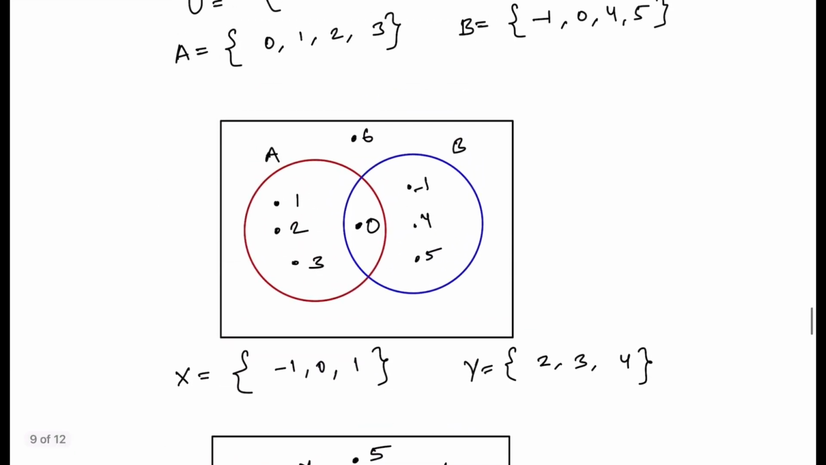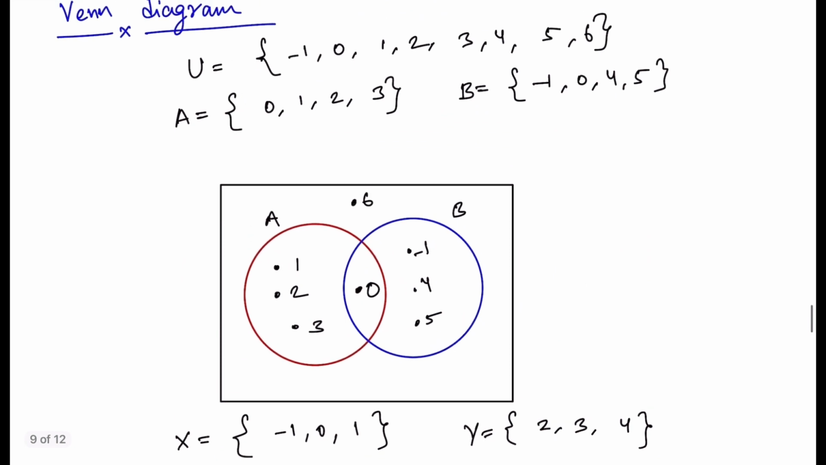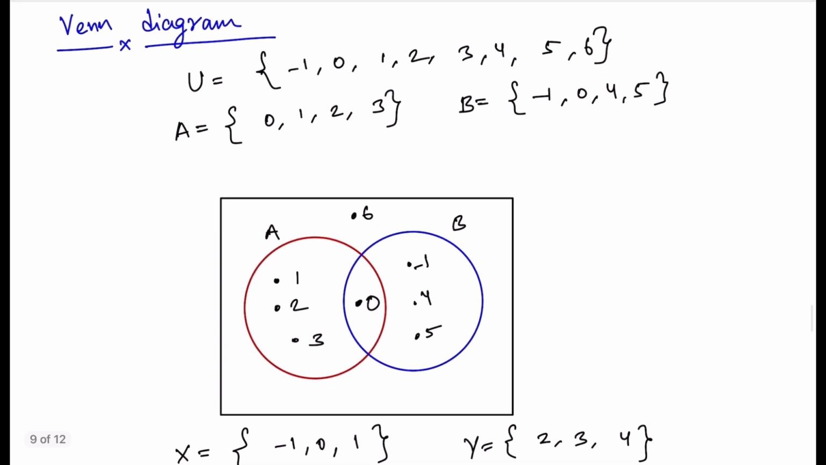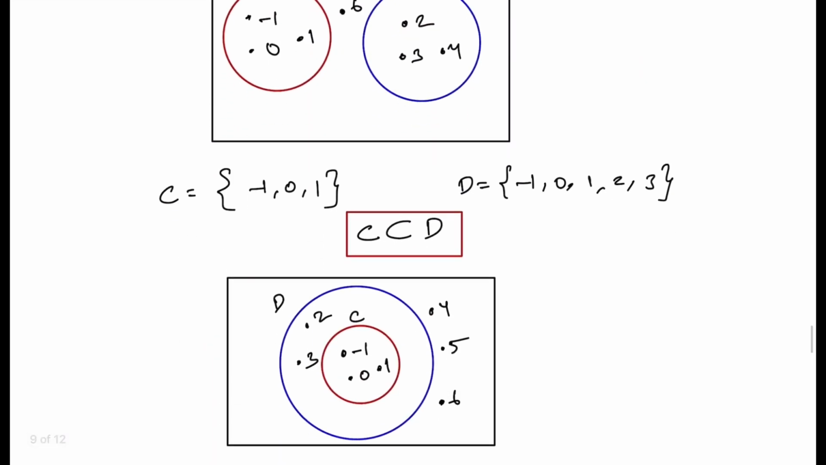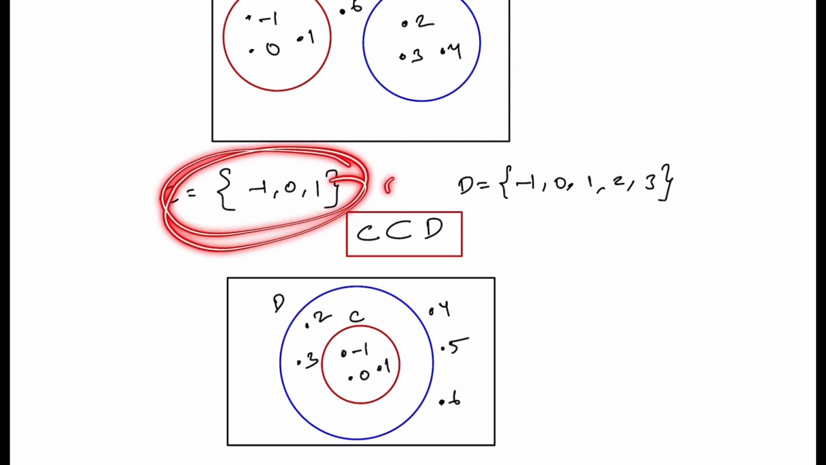Okay, these are the three cases that you will most probably encounter in the problem. So what was the first case? That A and B have some elements common, not all elements, some elements common. First we put the common elements in the common region, then we put the other elements. Next, in the second case, in the given two sets no elements were common. If no elements are common, then the region of X and the region of Y will not be coinciding. Then we saw the third case, where all the elements of C belong to set D.